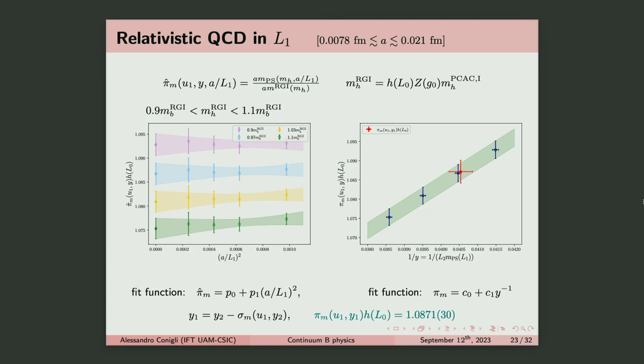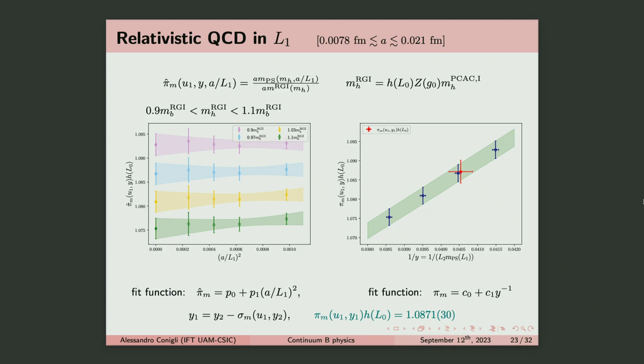So if you remember, in this volume, we have to compute this ratio, this pi m, which is the ratio between the pseudoscalar masses and the RGI quark mass. And in here, on the left, I'm showing you the continuum limit extrapolation at different values of the masses between 0.9 and 1.1 the b quark mass. As you can see, the continuum limit extrapolation is perfectly flat, even if we have very heavy masses, and this is also thanks to the huge effort in the computation of the improvement coefficient.